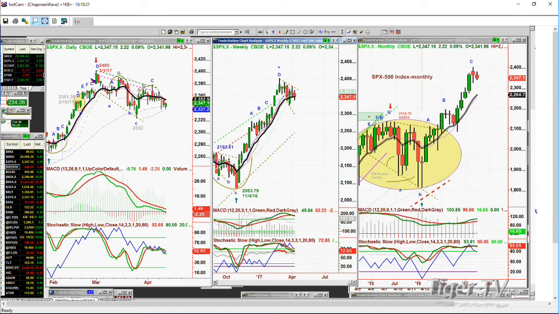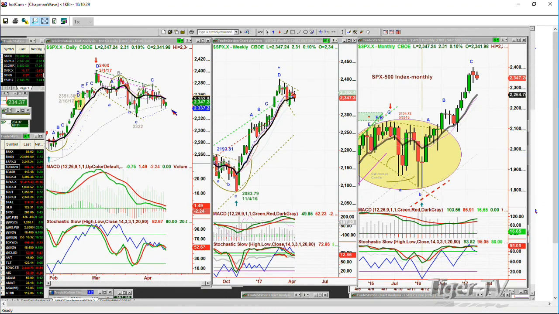So does the S&P. 2352 is a strong resistance. A break under 2332 would suggest that you're going to go down and test the 2322 low and start your leg D in the daily. But the weekly chart is sitting right on the 9-period moving average, so this makes it a very important couple of hours coming up.